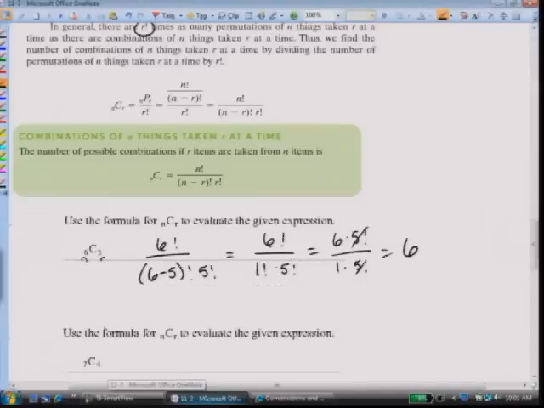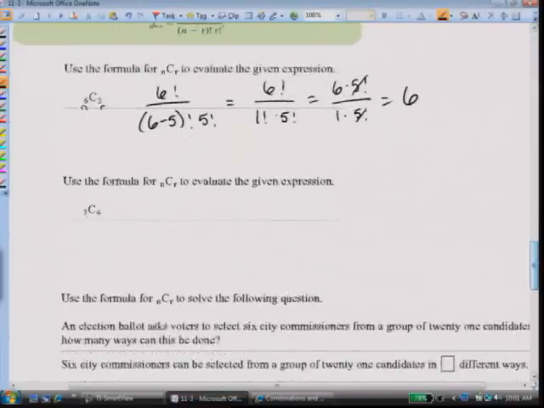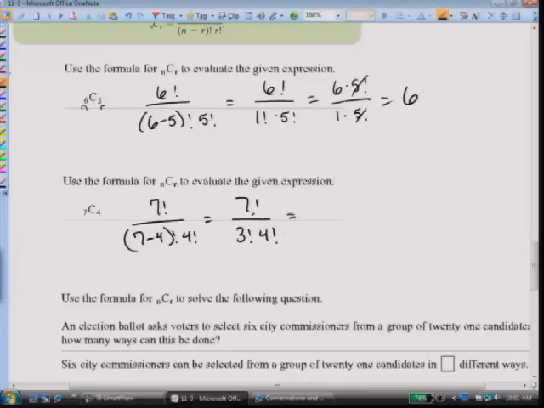Okay, so let's look at the next one. 7 combination 4. So that's going to be 7 factorial over 7 minus 4 factorial times 4 factorial. So that's 7 factorial over 3 factorial times 4 factorial. Now remember, 7 factorial is 7 times 6 times 5 times 4, and I'm going to go ahead and say factorial because it's 4, 3, 2, 1. But since I have a 4 factorial in the bottom, it'll be fun to cancel those. So I'll cancel the 4 factorial with the 4 factorial.